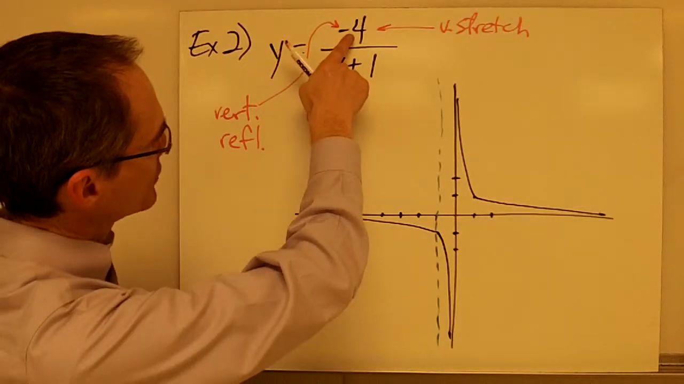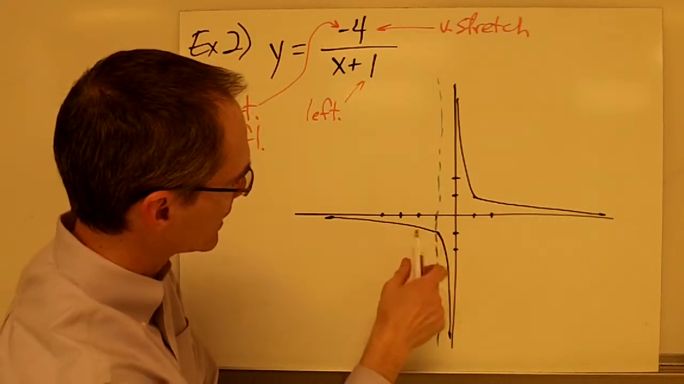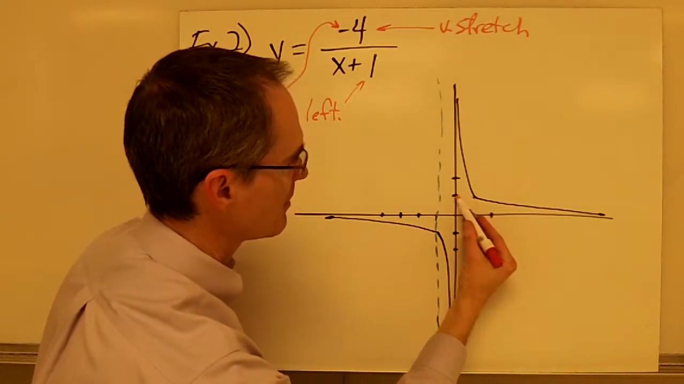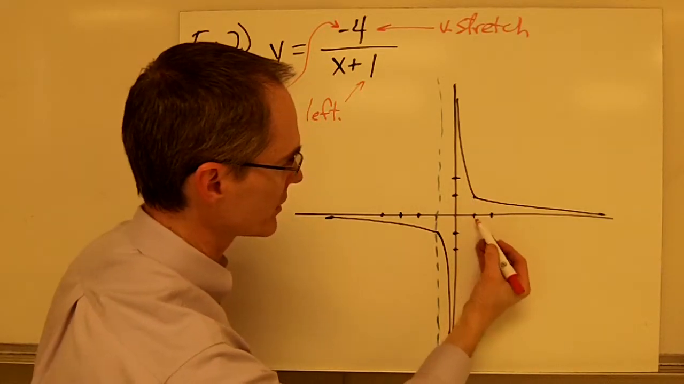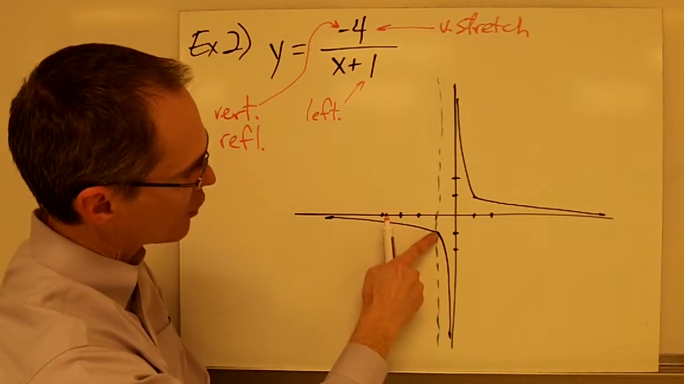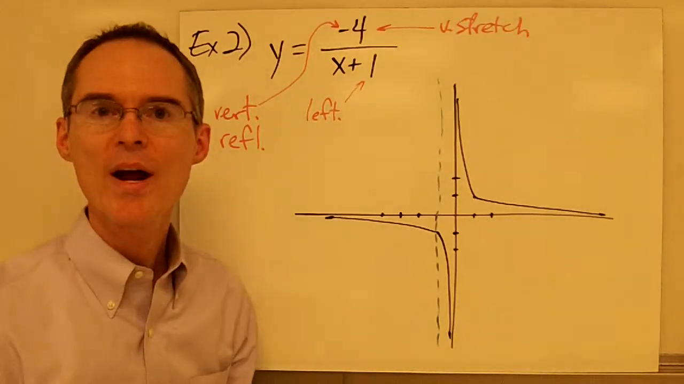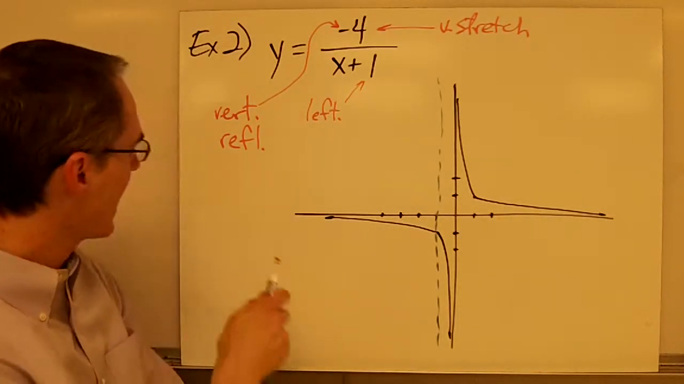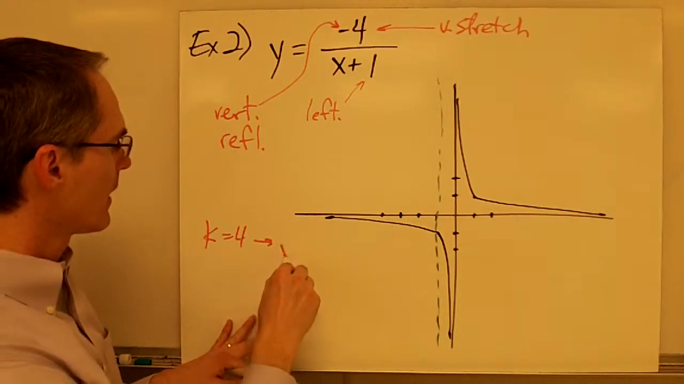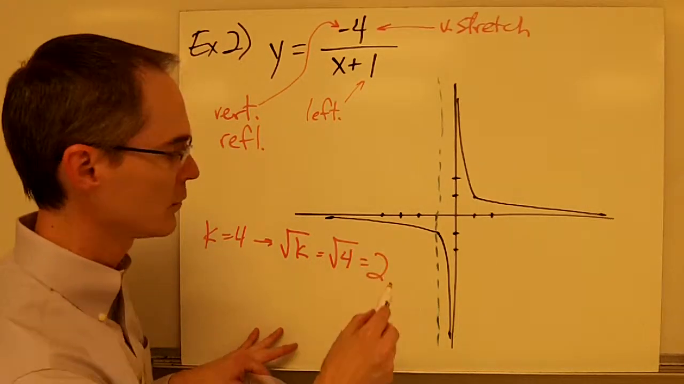Now I want to figure out what to do about my vertical stretch. Ordinarily, the corner points are exactly 1 unit away from the original asymptotes, 1 unit here and 1 unit here. The thing that determines how far away the corner points are from the asymptotes is this value k, in particular the square root of that value. In this case, I have a k value equal to 4, and the square root of k is the square root of 4, which is 2.